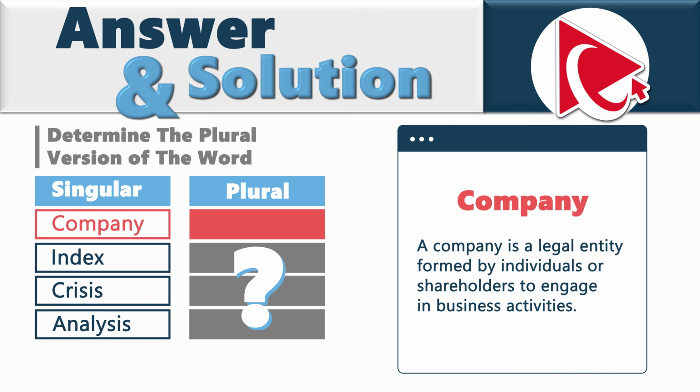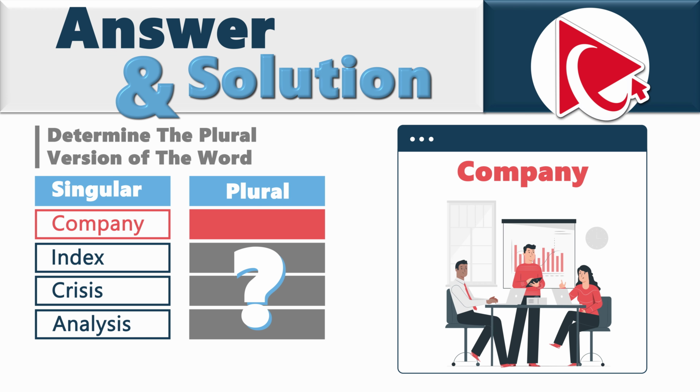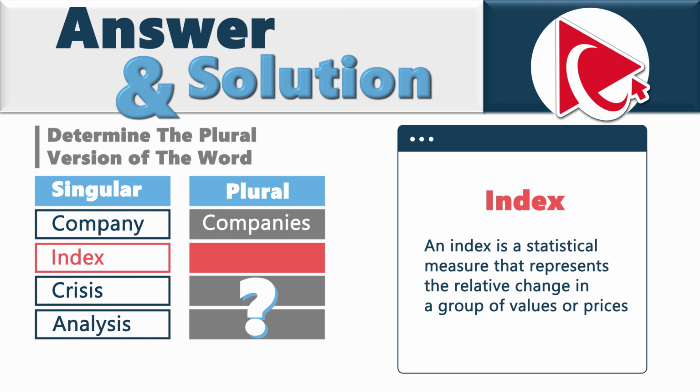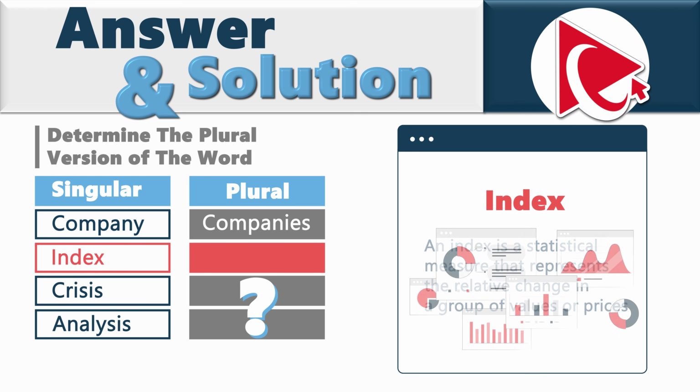Company is a legal entity formed by individuals or shareholders to engage in business activities. And the plural version for company is spelled C-O-M-P-A-N-I-E-S and is pronounced companies. Index is a statistical measure that represents the relative change in a group of values or prices. The plural version for index is spelled I-N-D-I-C-E-S and is pronounced indices.